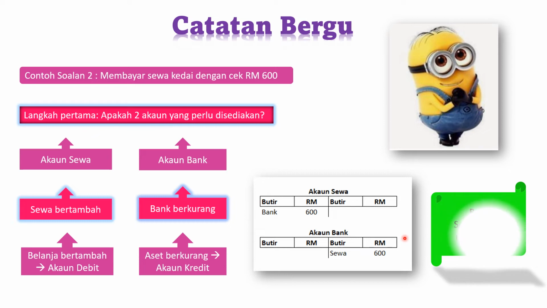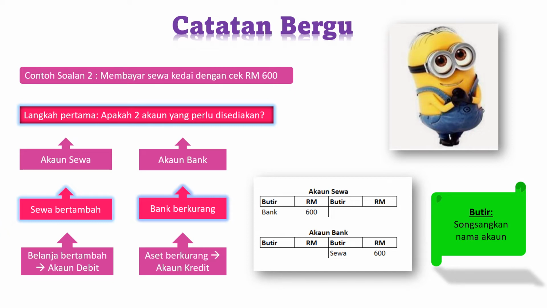And how about the butir? How do I write the butir? For here, I take the other account's name and I write it here. And for account bank, I take the other account's name and I write it here. I'm merely songsangkan nama account. Itu saja for the butir.